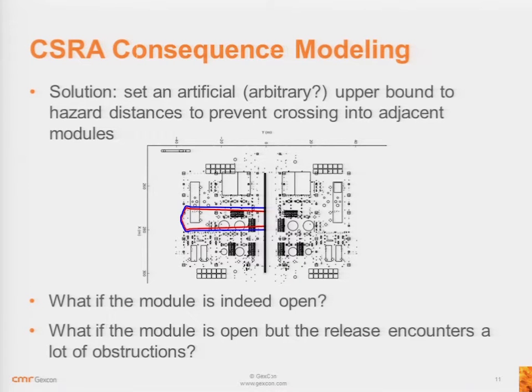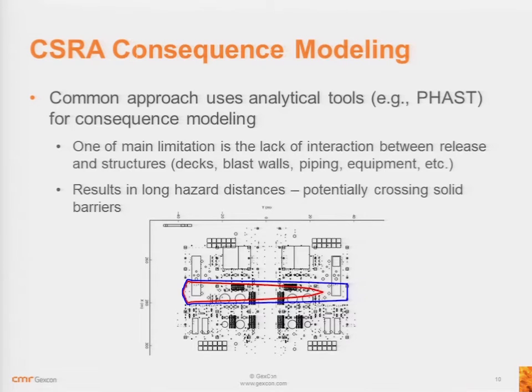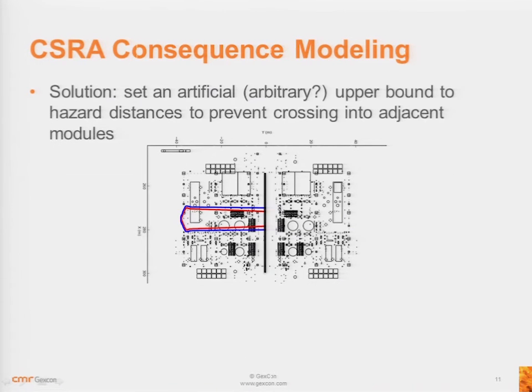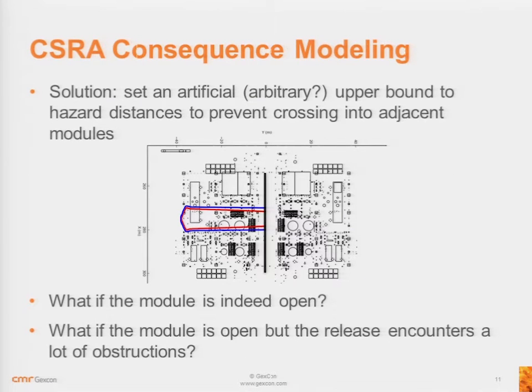However, if you do that, not all modules are enclosed. So what if the module is open? What if we have this? Again, using the mouse. Apparently nothing in between here, so this could actually go through. Or what if the module is open, but there's so much stuff in here that maybe it's difficult for this release to actually get out? They're all valid questions that you should try to answer, and you kind of need to make some evaluations there.